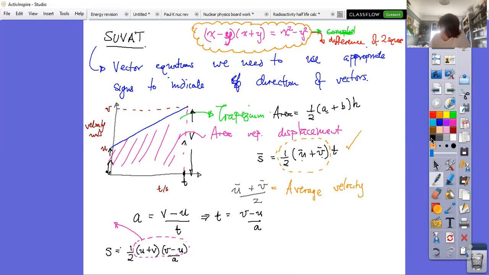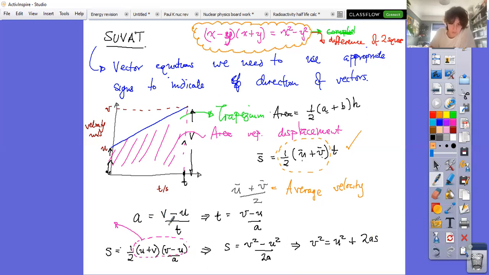Using that knowledge, this can be simplified to give s equals (v squared minus u squared) over 2a. And so we can have another formula, which says we can rewrite this to say that v squared is equal to u squared plus 2as.